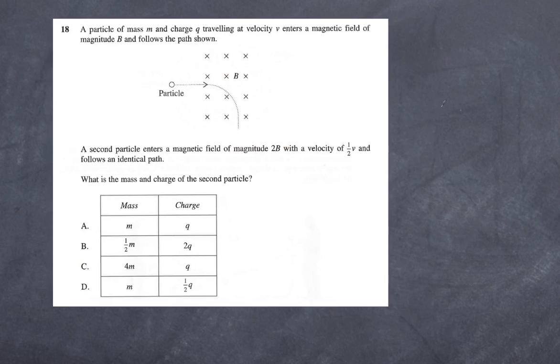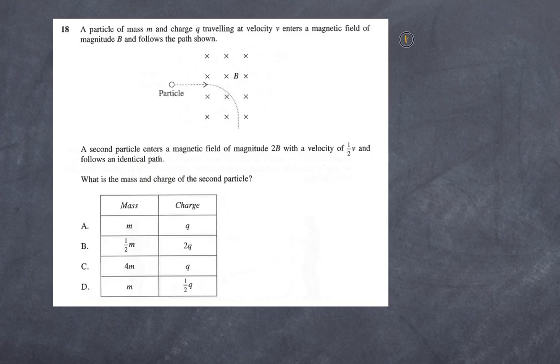Question 18. So let's look at this question. A particle of mass m and charge q, traveling at velocity v, enters a magnetic field of magnitude B and follows the path shown. A second particle enters a magnetic field of magnitude 2B with a velocity of half v and follows the identical path. What is the mass and charge of the second particle?